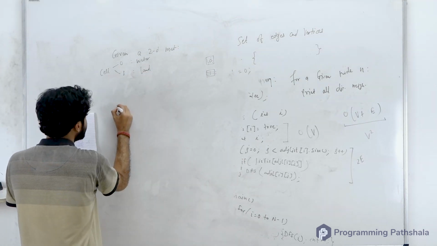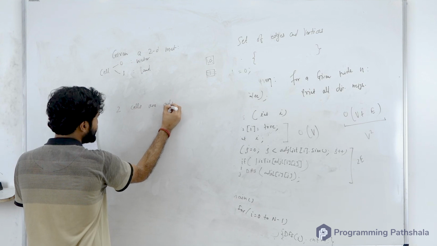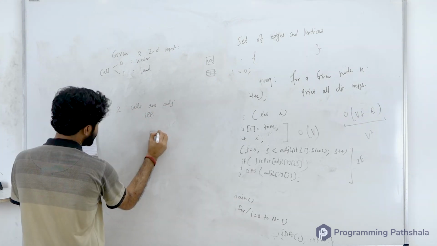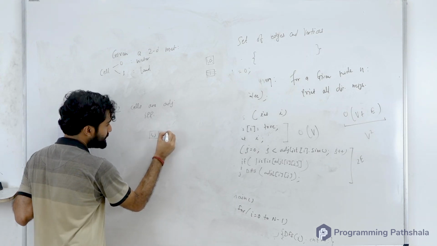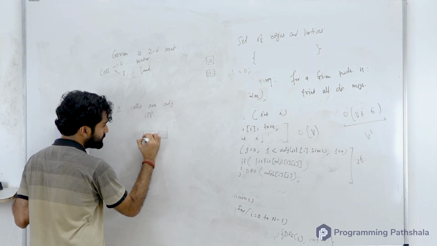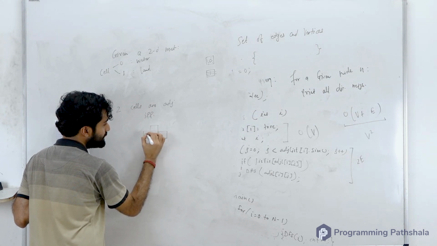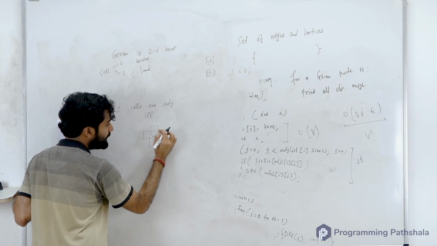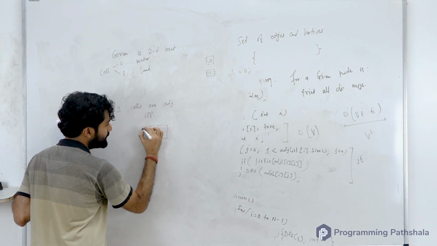Now it says another thing, that two cells are adjacent if and only if, let's say this is your I comma j, and there is a cell that shares a side with it. There will be 4 such cells. Then those cells are considered adjacent. Apart from that, those cells which are diagonal to it, which share a vertex, would also be considered adjacent.